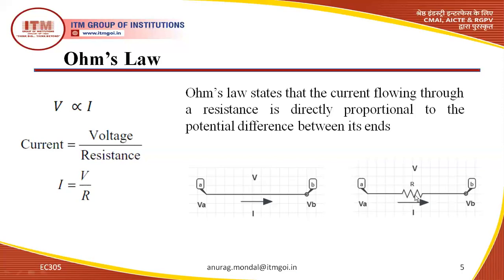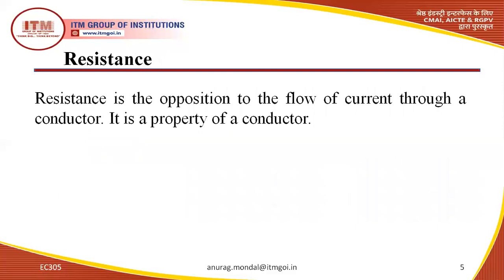R is the resistance in the conductor. So if the resistance of the conductor increases, a low amount of current will flow between two bodies having the same potential difference. But with the same potential difference and a lower resistance, a larger amount of current will flow. That is written here: resistance is the opposition to the flow of current through the conductor, and it is also the property of the conductor.